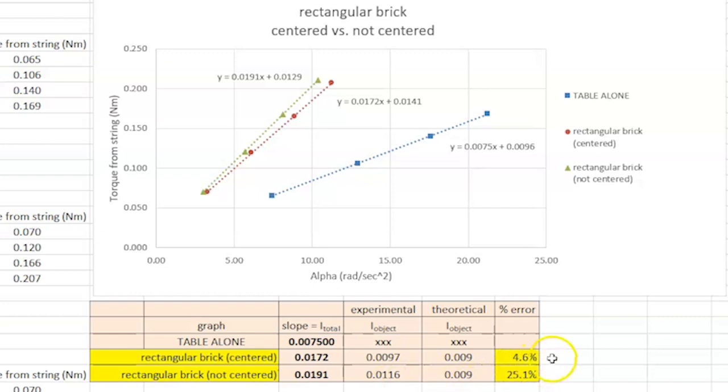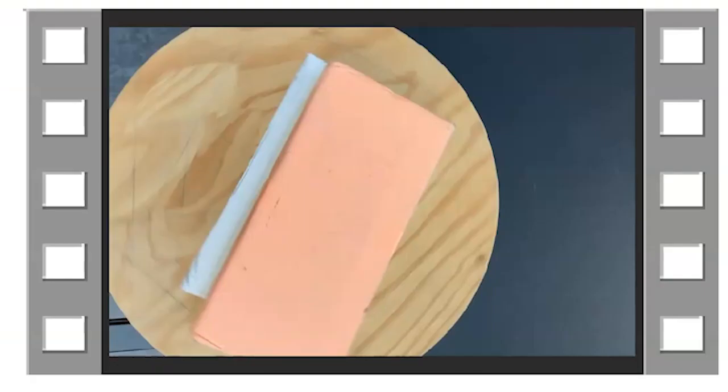You can see here my percent error went from 4.6%, where I thought it was pretty well centered, to just being off center by what I would consider to be very possibly done in the lab. Let's look at that picture again. That is not a whole lot of difference.